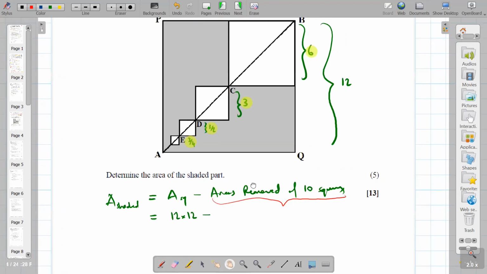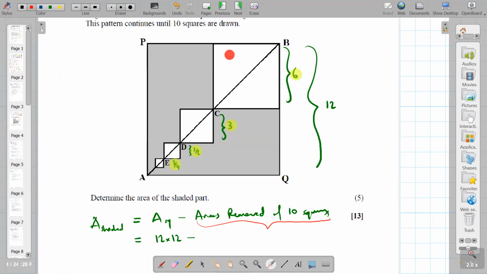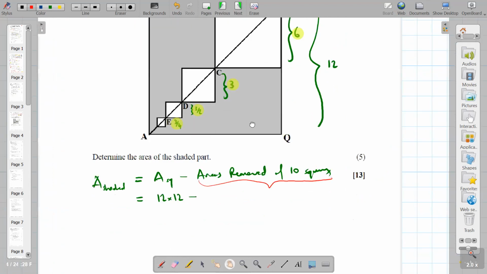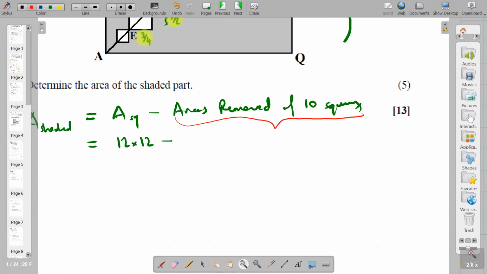So that should give us a pattern. What is the pattern? The first square removed has the area 6 times 6. The second square removed has the area 3 times 3. And the third one is 3 over 2 times 3 over 2, and it goes like that. So we just need to see that pattern. It should make a pattern.